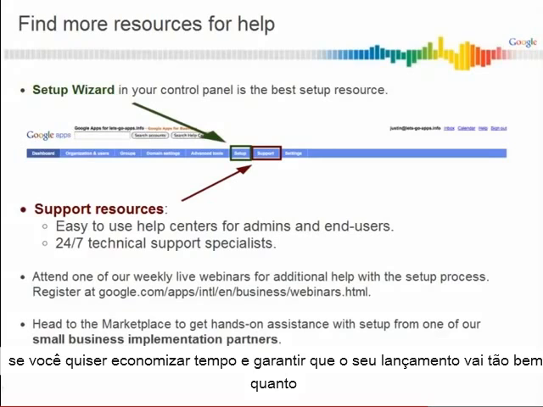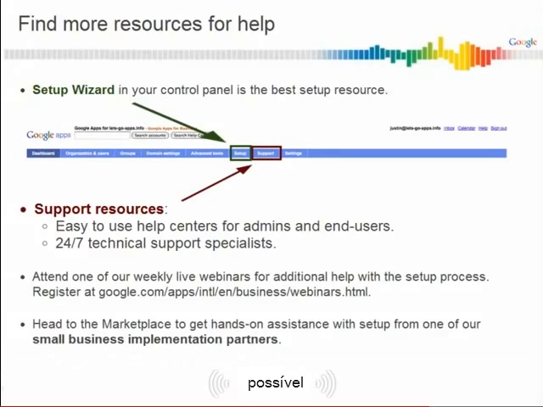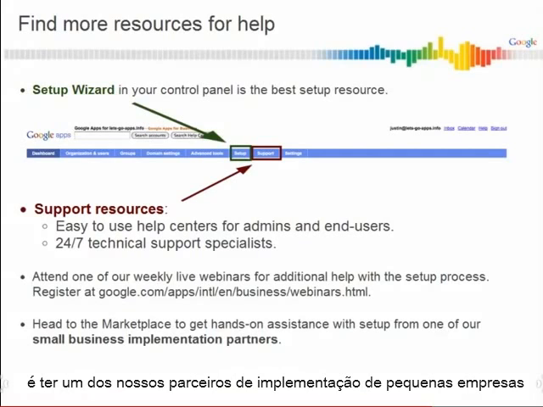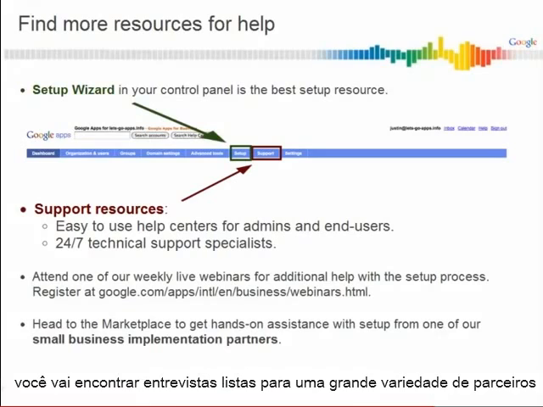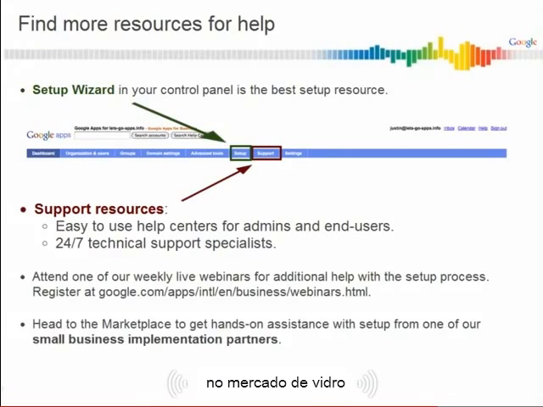If you want to save time and make sure your rollout goes as smoothly as possible, the easiest way to get up and running on Google Apps is to have one of our small business implementation partners handle things for you. You'll find listings and reviews for a wide variety of partners in the Google Apps Marketplace.